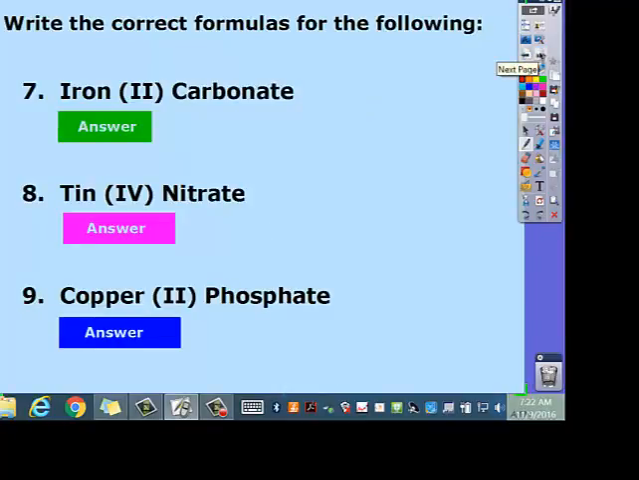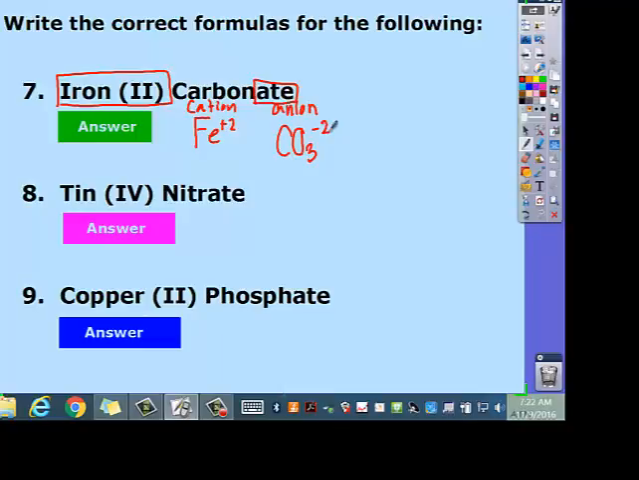Here I have iron(II) carbonate. There's iron(II), so let's find iron +2. Iron is my cation, and that is Fe +2. My anion now says carbonate. That's a polyatomic ion. Look on the back of your periodic table where it says polyatomic ions. Go to carbonate, and that is going to be CO3 -2.